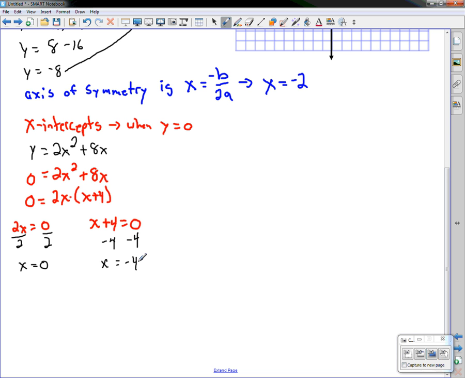So these are the values that we found when we plugged in 0 for y. So this, we already know the y value is 0, but the x value is also 0. With this one, again, we know the y value is 0, but the x value is -4.